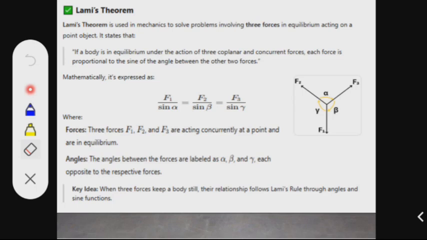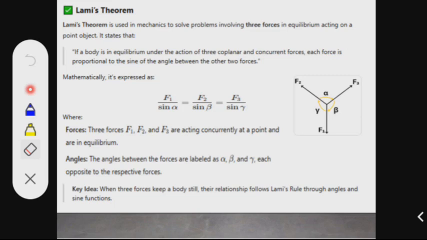When you have three forces on the same plane acting on the same object, they are called coplanar forces. Forces that are on the same plane and acting on the same object are called coplanar forces.